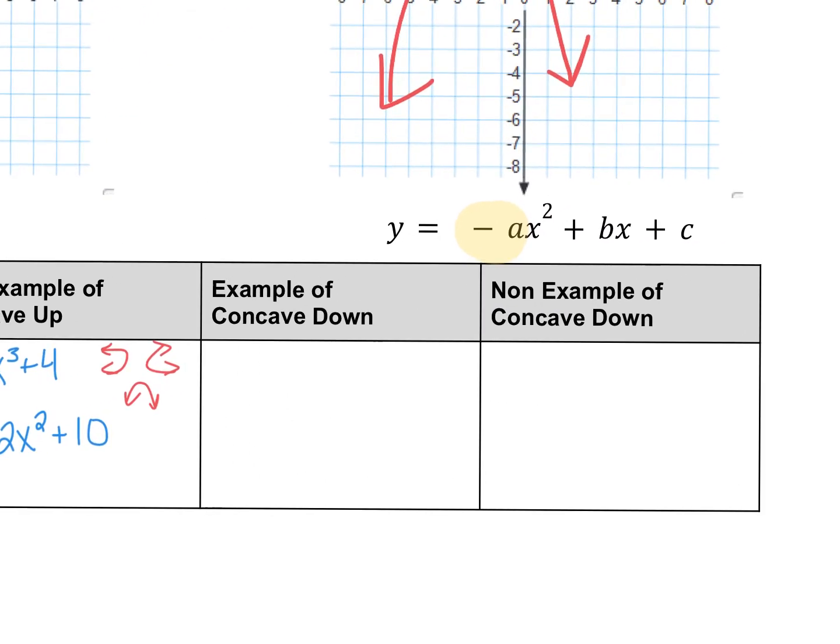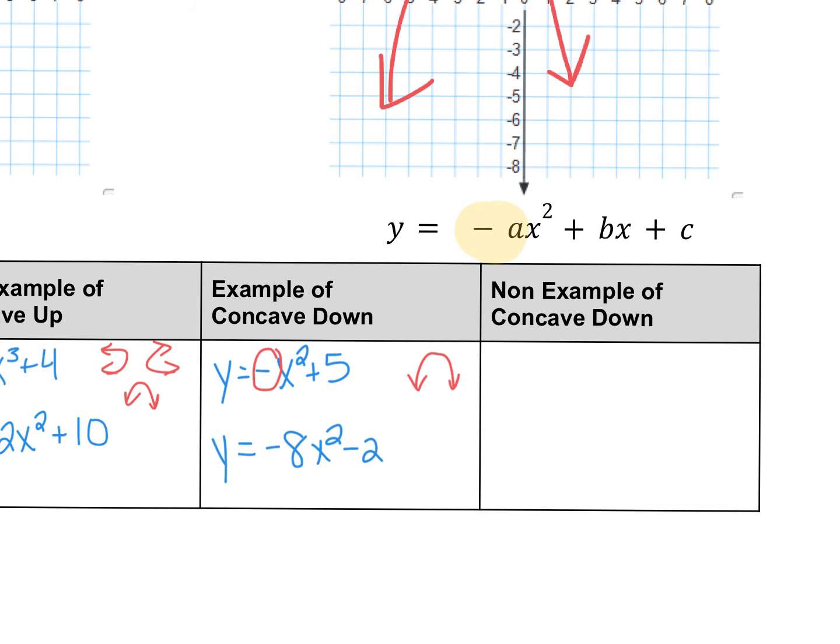An example of concave down, we already kind of looked at the graph. They're pointing down. Some examples of this one would be y equals negative x to the second plus 5. That important number is what's in front of the x squared, and it's negative. Another example might be y equals negative 8x to the second minus 2. Again, that negative number in the front.